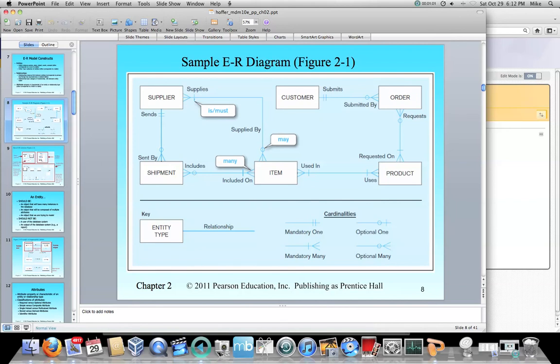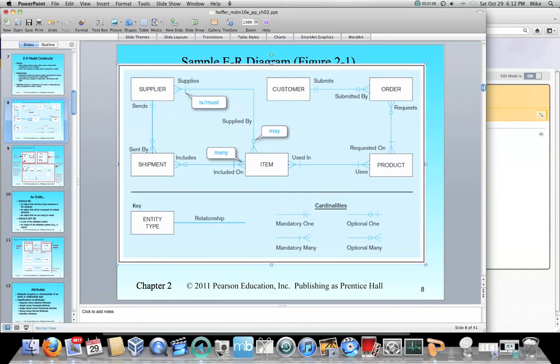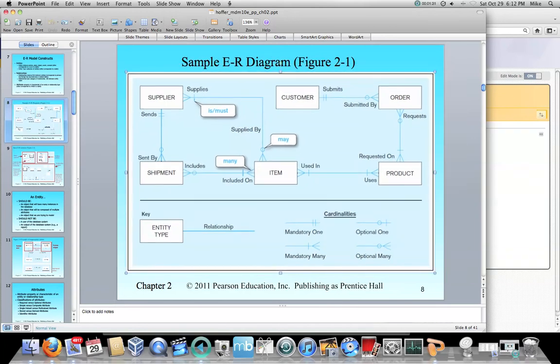So, when we talk about things like a supplier is associated with shipment, you can see that in order to have a shipment, you need a supplier. It's mandatory that you have a supplier, and you can only have one supplier. So that's why where you see the word sends, you see two hashed lines. So that means it's required and only one.